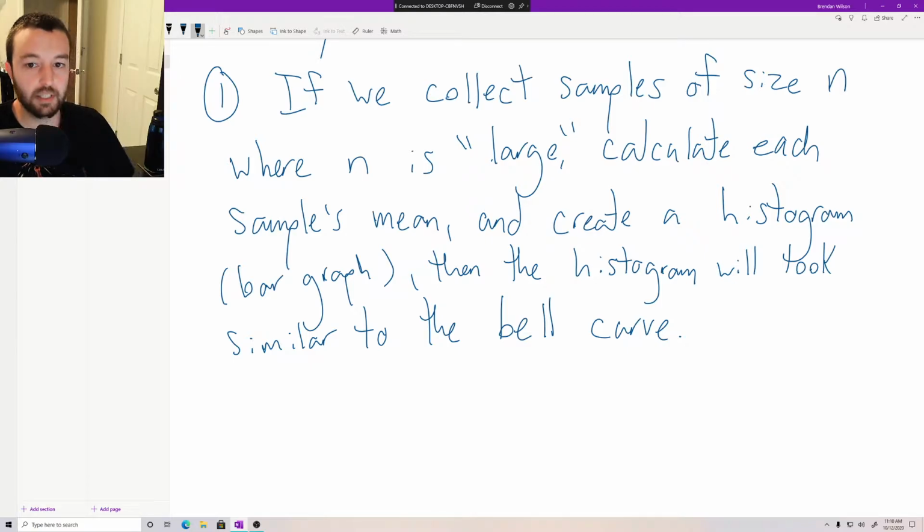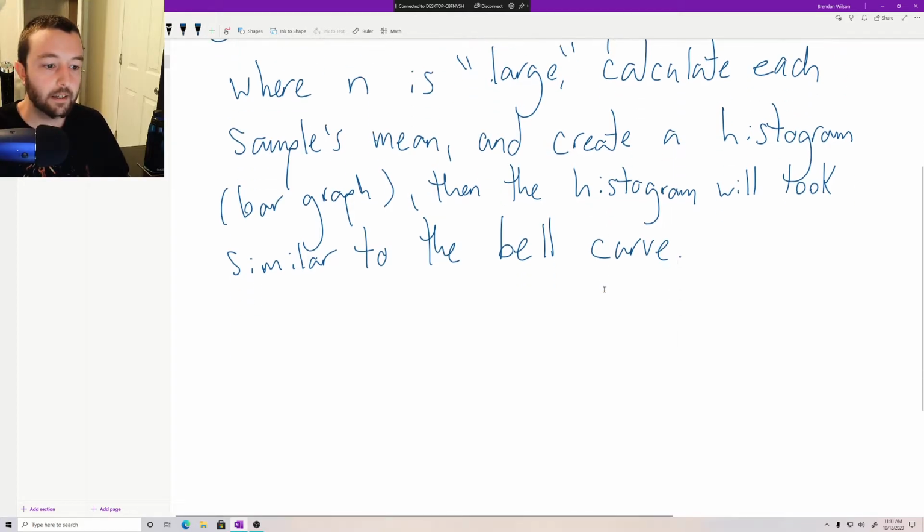So if we collect samples of size n, where n is large, so n being large is ambiguous, right? And it's ambiguous because it's going to be different in every context. But the idea is if you make it large enough, eventually when you make this histogram, it'll look similar to the bell curve. So if it doesn't look similar to the bell curve, then if you went back to n and increased it, eventually it will look similar to the bell curve.